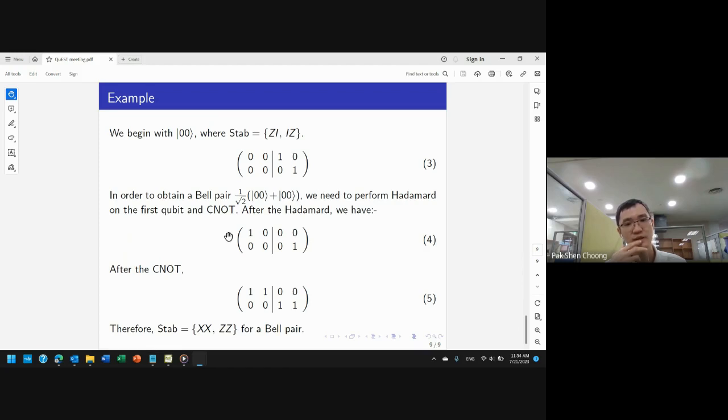So notice that in this example, I don't track the plus and minus sign because I think that will be slightly more complicated. But this is just to show that you can study your stabilizers without looking at your quantum state.